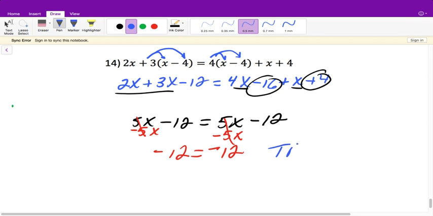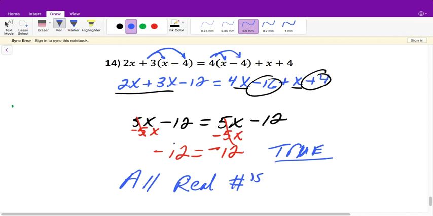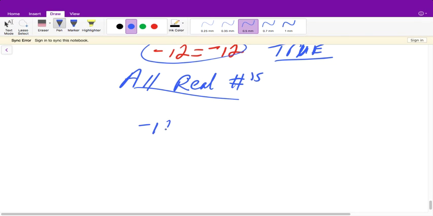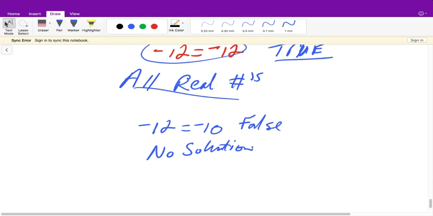Right? This is a true statement. So since it's true, that tells us that we have all real numbers. Right? If you just stopped here or just said true, you won't get full credit. It needs to be all real numbers. And remember, if we got a false statement, so negative 12 is equal to negative 10, and that's false, then our answer is no solution. That means no number can work for that equation.